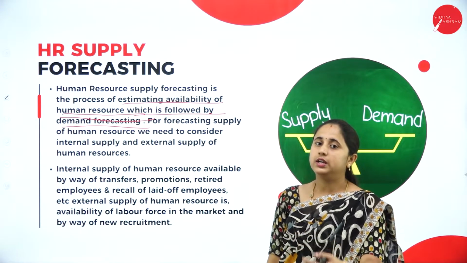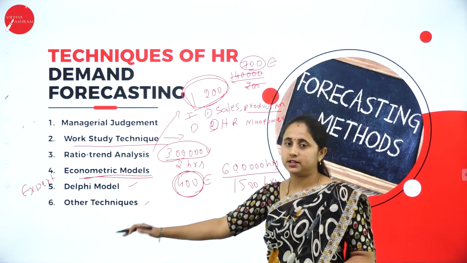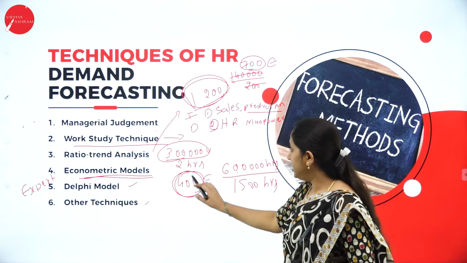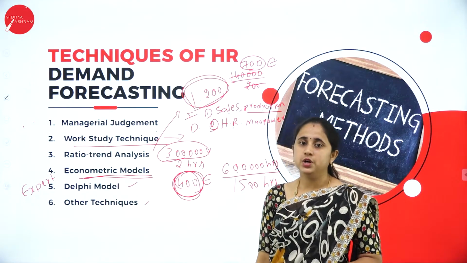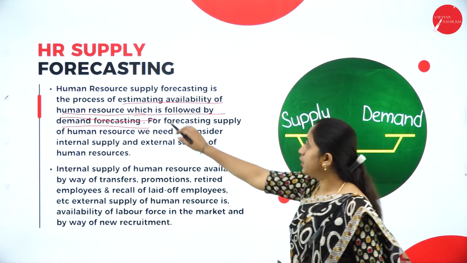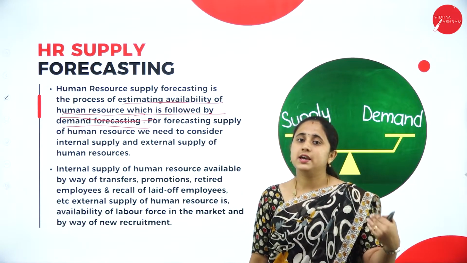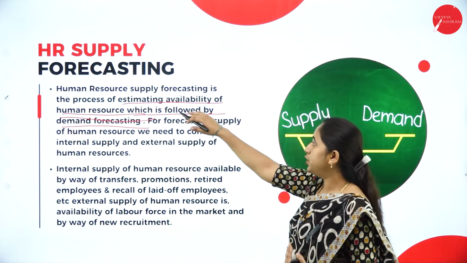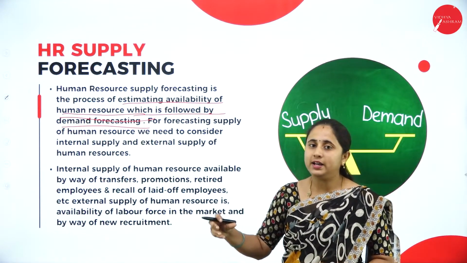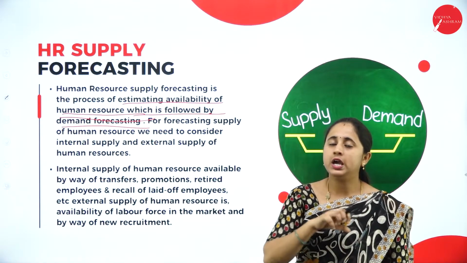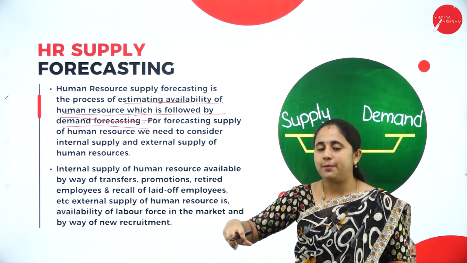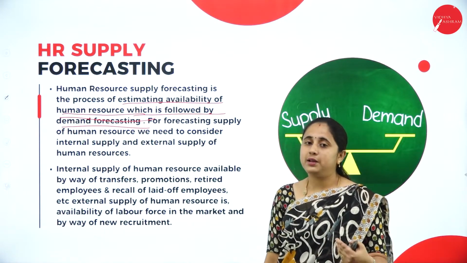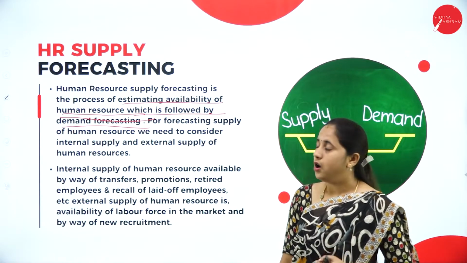While we were discussing demand forecasting, under this technique, we calculate the number of employees required to perform the job. Now here we identify the requirement. So under supply forecasting, we are going to estimate the existing employees, the availability of the current employees. We are going to evaluate the existing employees against the requirement. So in order to provide those employees, we are going to estimate the availability of the human resource in the organization.